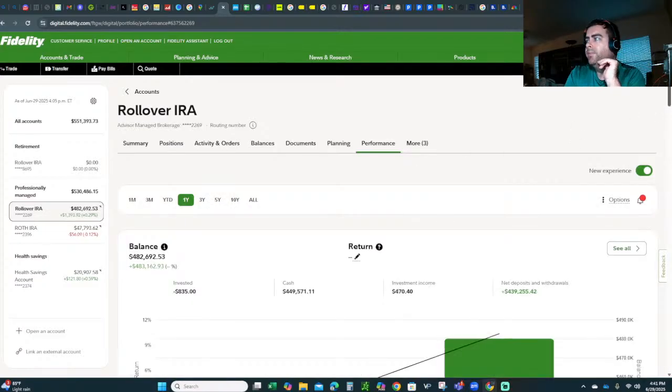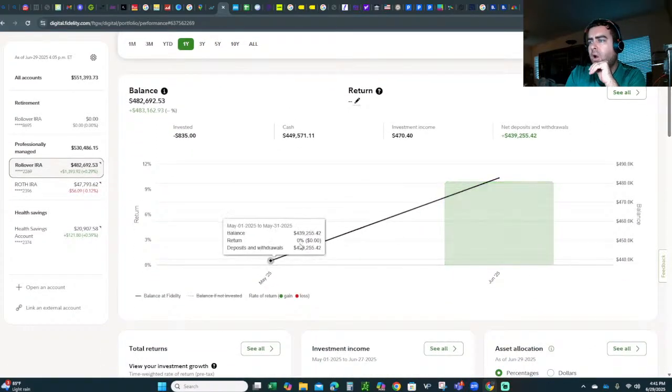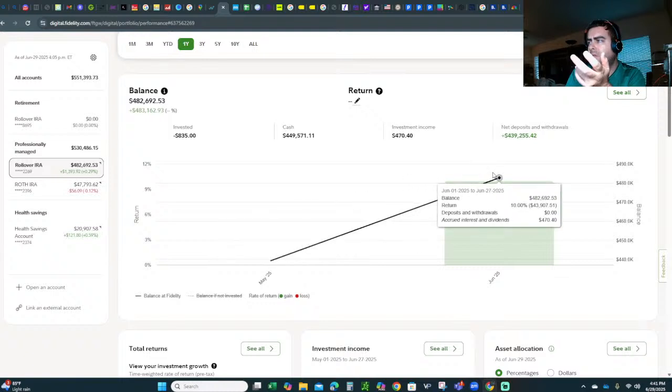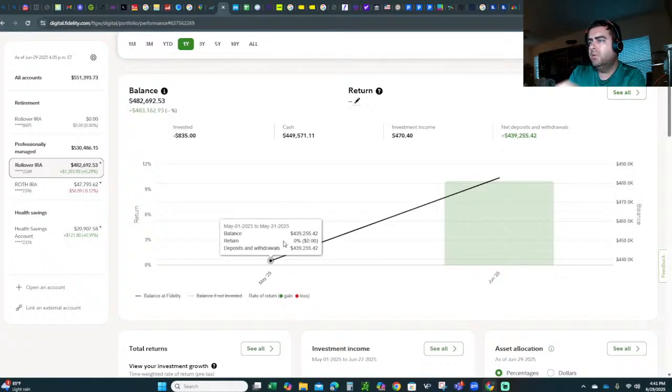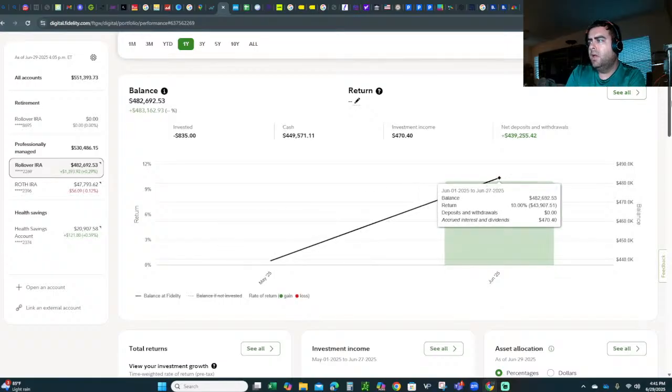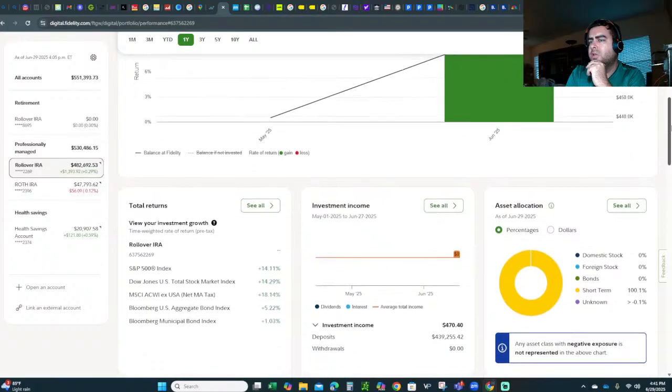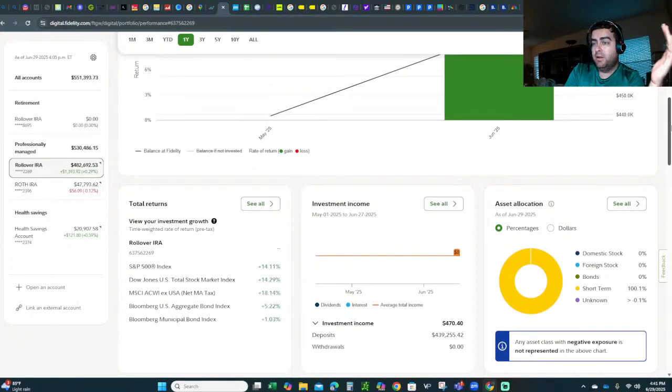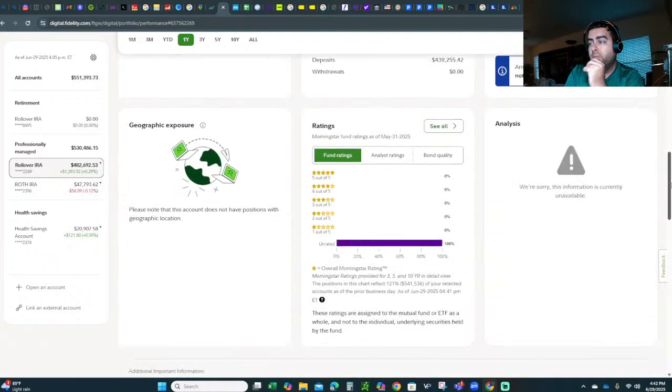So if you look, I just moved this over at the end of May. This account has grown from 439,000 to 482, so that's like a $43,000 gain or so. And a lot of that has come from trading options. So the gains have accelerated from where they were with the employer.